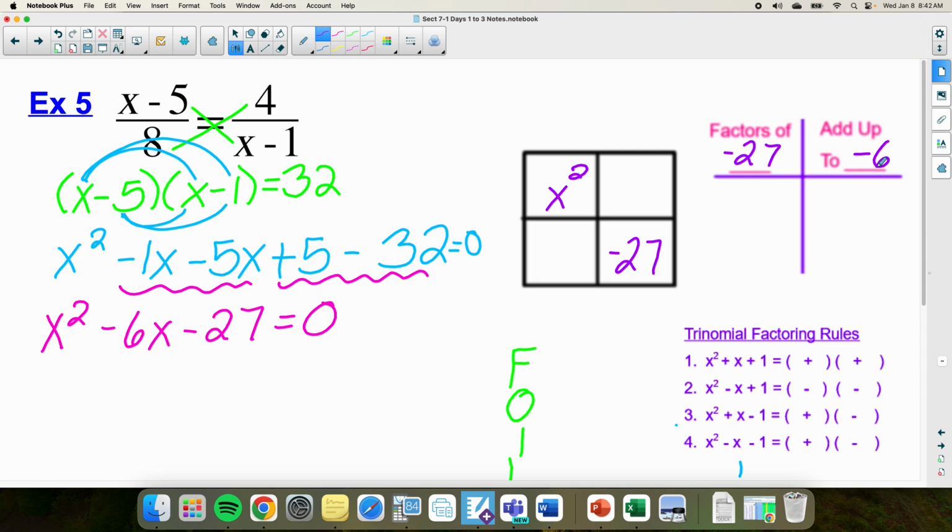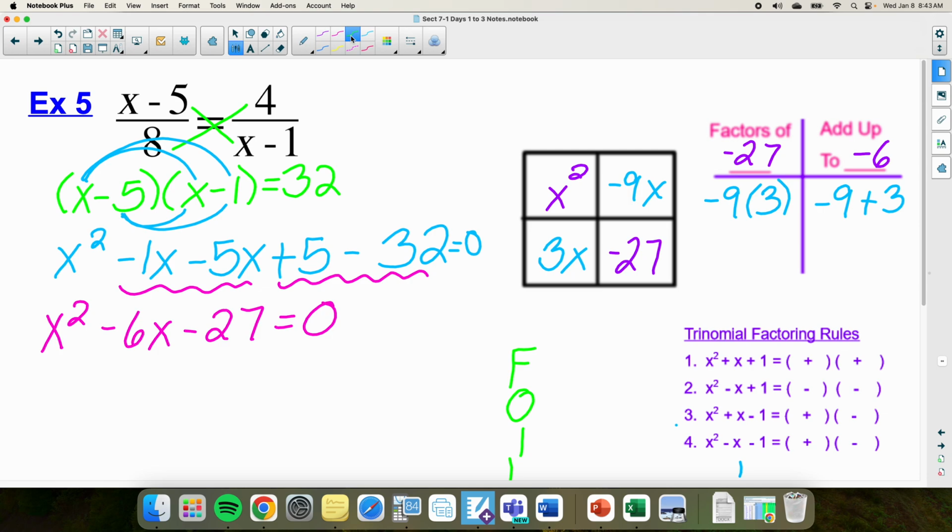Can you guys think of 2 numbers that multiply to give us negative 27 and add to give us negative 6? Yes, a negative 9 times 3, right? Equals negative 27, and negative 9 plus 3 gives us negative 6. So now what I'm going to do is put a negative 9x in one of these and a 3x in the other one.